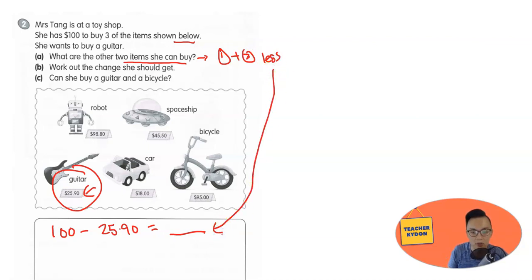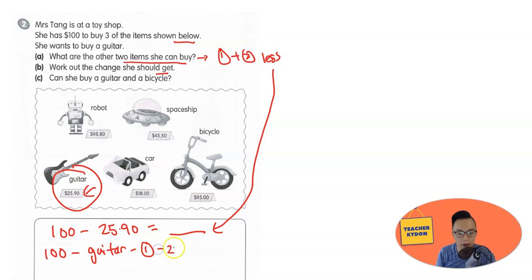Can you again share with me what are the other 2 items that she can buy? And then after that, work out the change that she should get. So I have $100. I minus away my guitar, I minus away my item 1, I minus away my item 2. Then that will be the change that I get. Okay, so going to work this out as well.